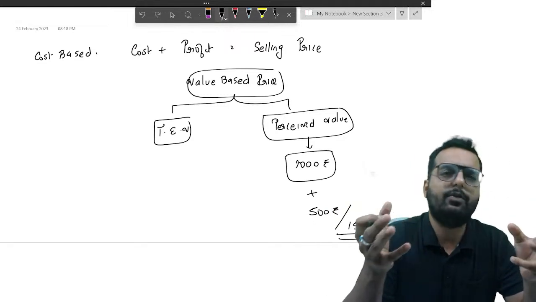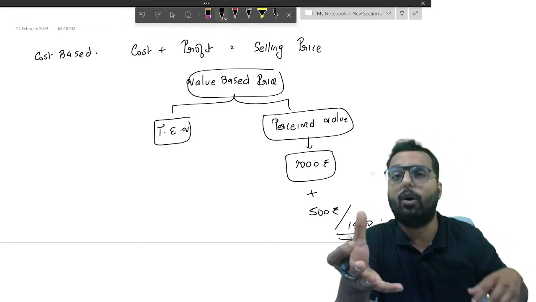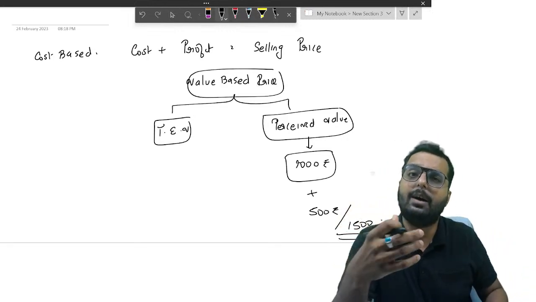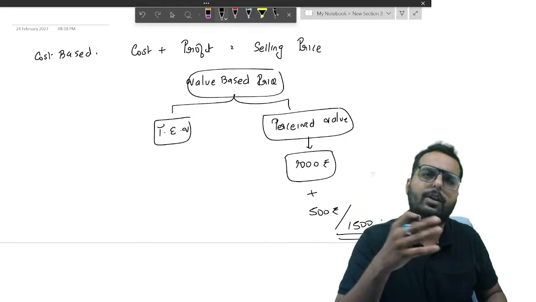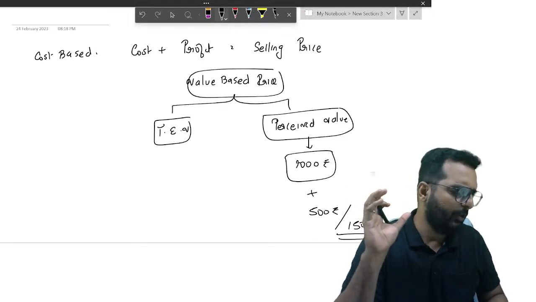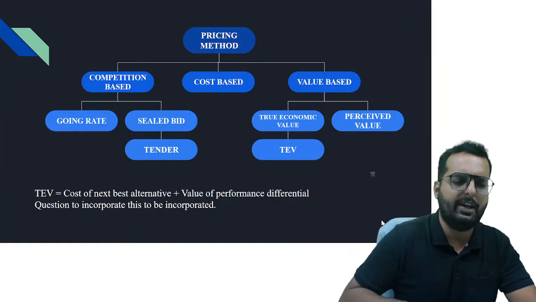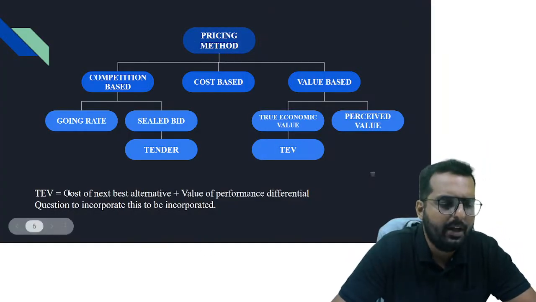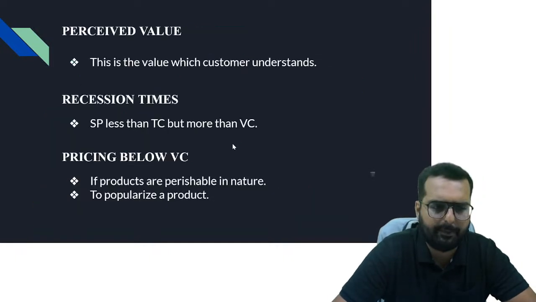There are multiple things for which the value for me may be very different from the value for you. So I may end up paying a higher price than whatever price you are planning to pay for that particular thing. Are you all clear with this part, friends? True economic value, I will show you with the help of a problem in the end. The definition is cost of next best alternative plus value of performance differential. There is a very good question in your study material. We will do that. Okay.